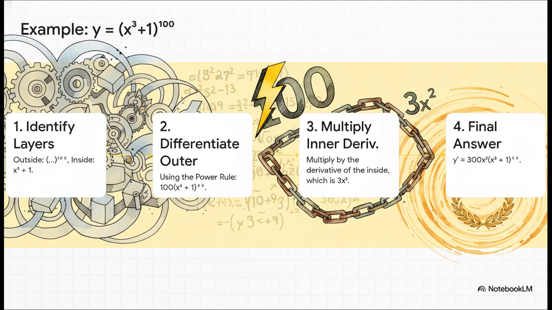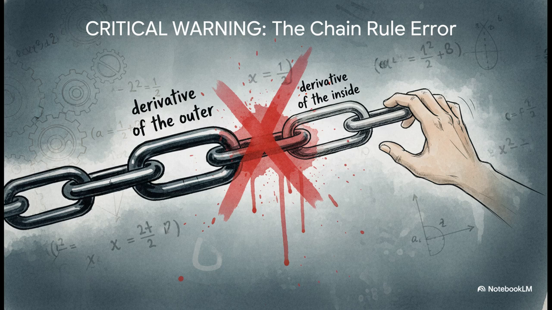Now for the crucial part. We multiply by the derivative of the inside. The derivative of x cubed plus 1 is just 3x squared. All that's left is to clean it up. 100 times 3x squared is 300x squared, which gives us our final answer. See? Not so bad.